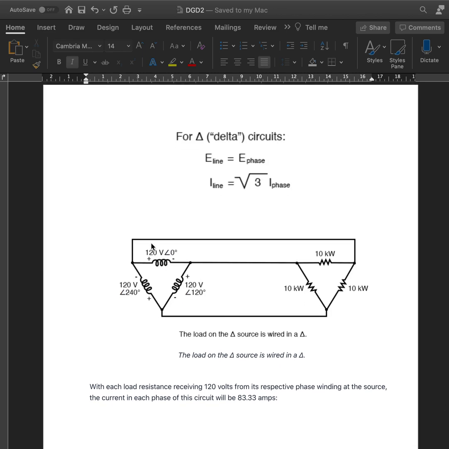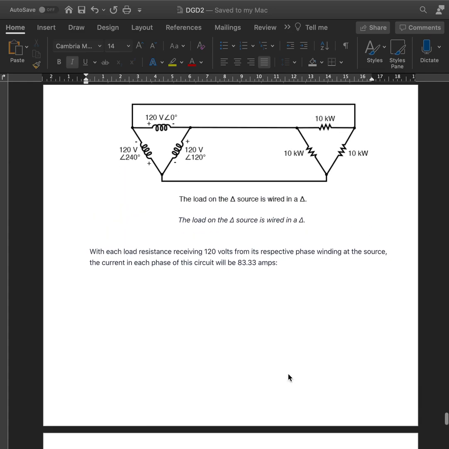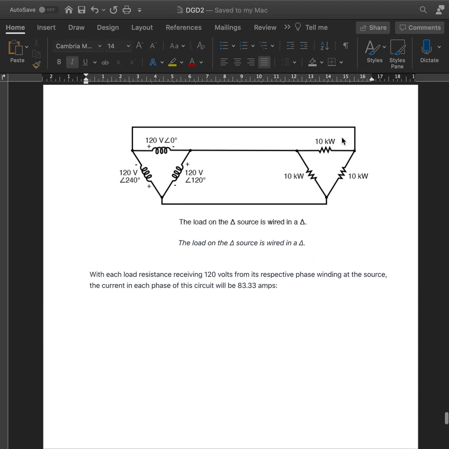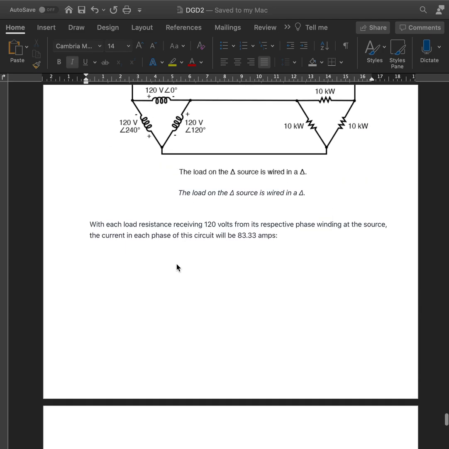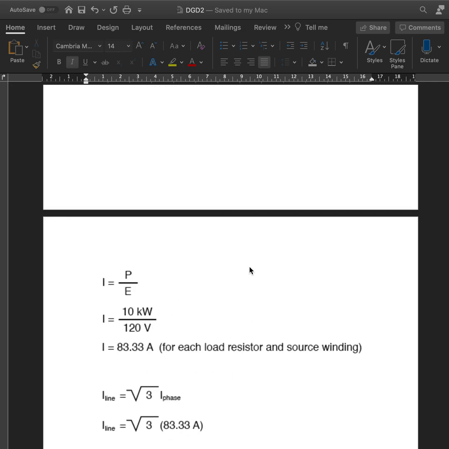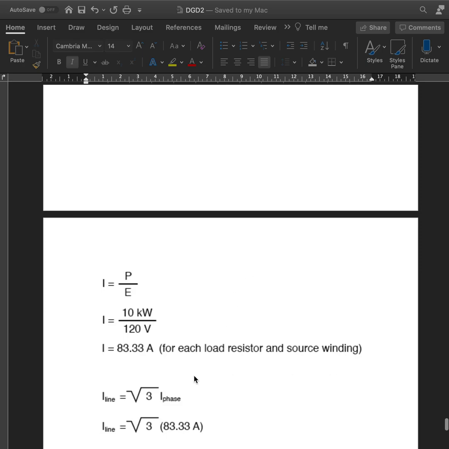Alright, so here we can see an example. With each load resistance receiving 120 volts from the respective phase winding of the source, the current in each phase of the circuit will be 83.33 amperes. It can be calculated as follows: the power, which is 10 kilovolts being dissipated here, divided by the voltage. It's a delta, so the voltage remains the same. You have to remember that. So it's just 120 volts right there, which gives 83 for each load resistor. Then to find I line, it is root 3 times 83.33 amperes.